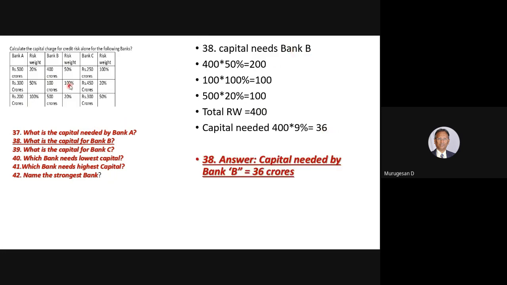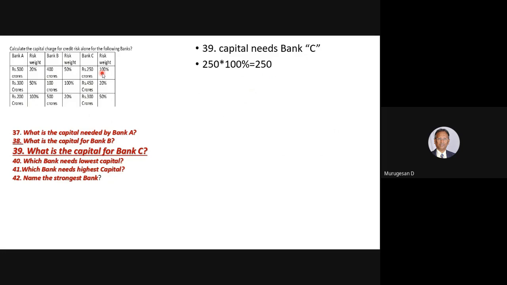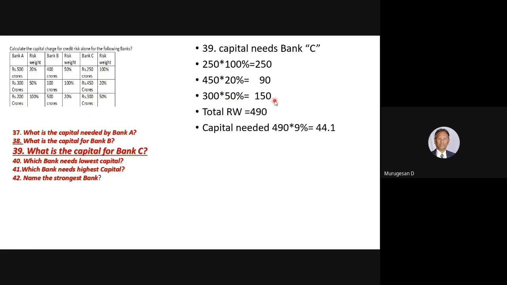Bank C, how much? 250, 450, 300, total 1,000, but different. The 250, 250, 100. So 250, 250. Next is 450 at 20%, 90. Bank C, 50% risk is 300. 300 at 50% means 150. So total risk weight is 490. 490 into 9%, 44.1. Now all the questions you can answer.